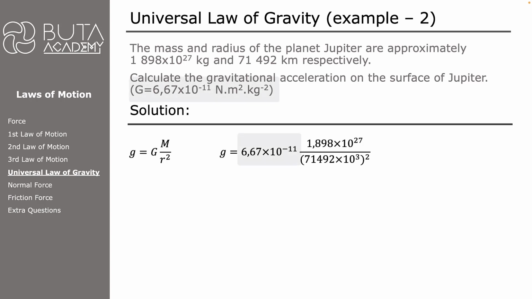Universal gravitational constant is 6.67 times 10 power negative 11. Mass of Jupiter is 1898 times 10 power 27. Radius of Jupiter is 71,492 kilometers, which has to be converted to meters by multiplying it by 1000. Gravitational acceleration on the surface of Jupiter is 24.79 meters per second square.